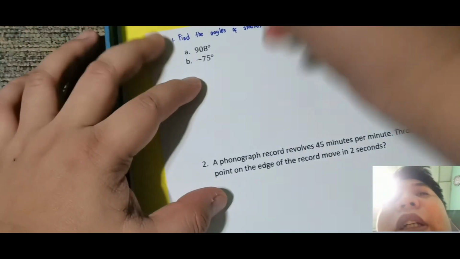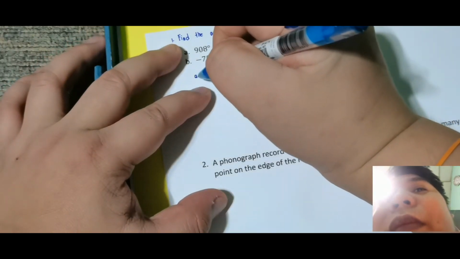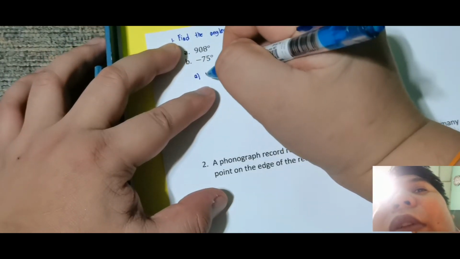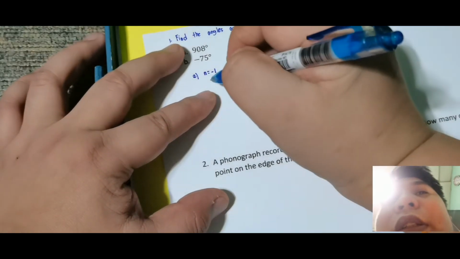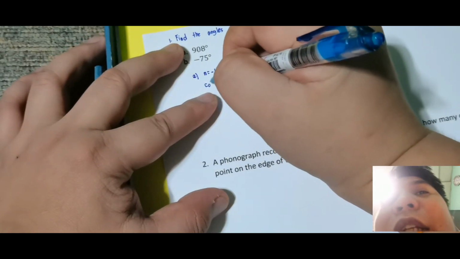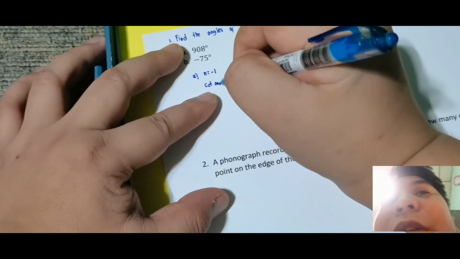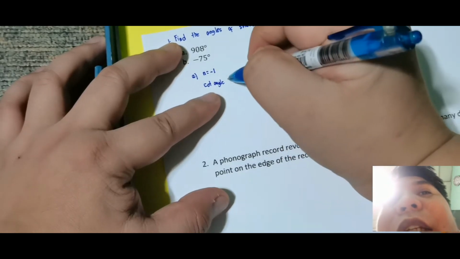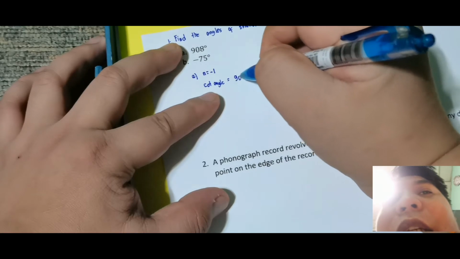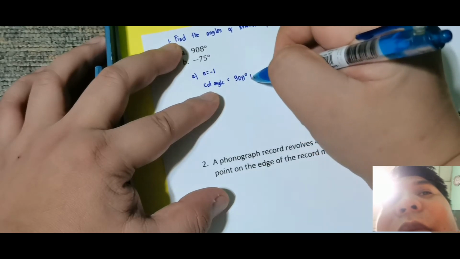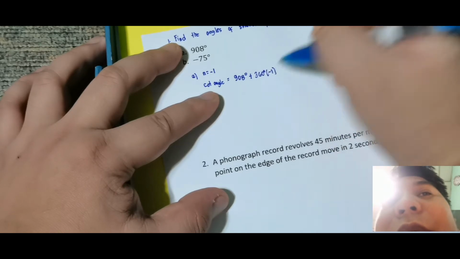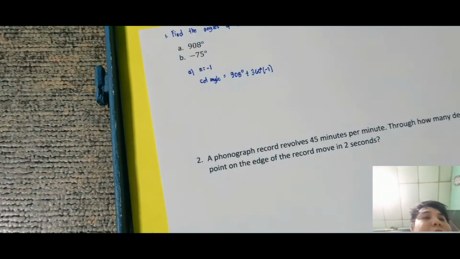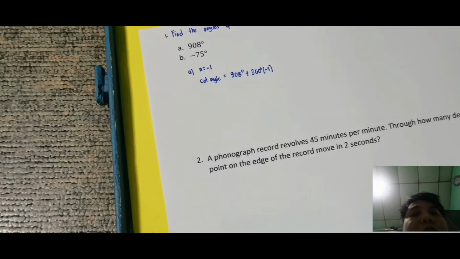Okay, so for letter A, ito yung gagawin natin. Okay, so we have for n is equal to negative 1. Yung coterminal angle niya, coterminal angle is equal to 908 degrees plus 360 degrees times negative 1. Okay, so simply para ka lang nag-minus. So parang 908 minus 360 lang yan. So that is 548.